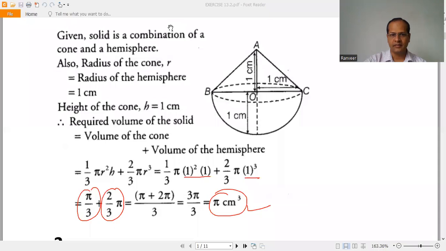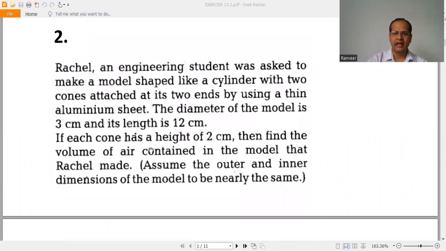Now next. Rachel, an engineering student, was asked to make a model shaped like a cylinder with two cones attached at its two ends, using a thin aluminum sheet. The diameter of the model is 3 centimeters and its length is 12 centimeters. If each cone has a height of 2 centimeters, then find the volume of air contained in the model.